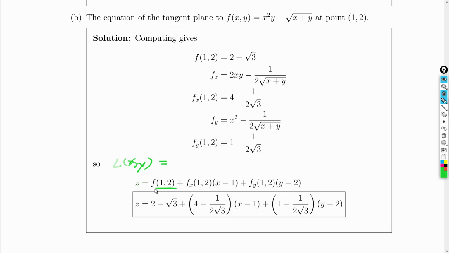This is the point that you're centering your plane at. You're forcing your plane to pass through this point. It's this piece of data along with these two that forces it to pass through the point that is specified, in this case (1, 2). Then these two factors make the slopes match up in the corresponding x and y directions, thereby making that plane a tangent plane. And you can see that we feed those values that we computed beforehand into the expression.